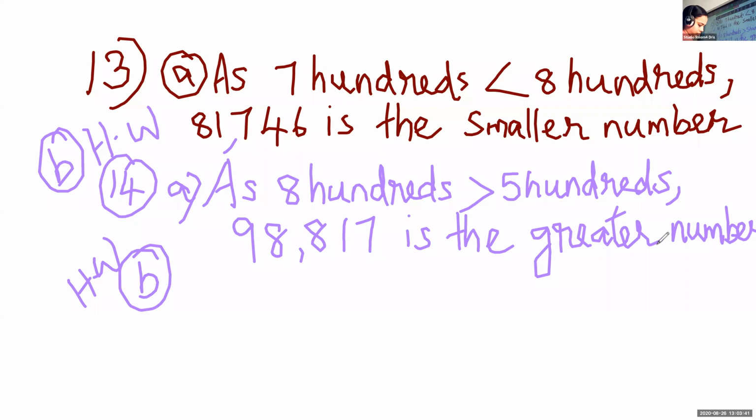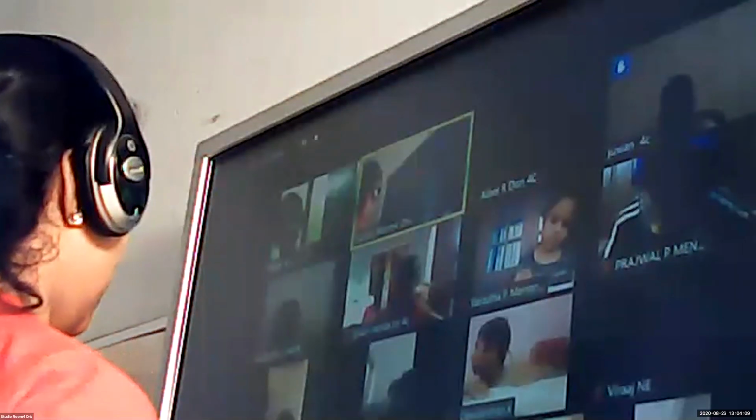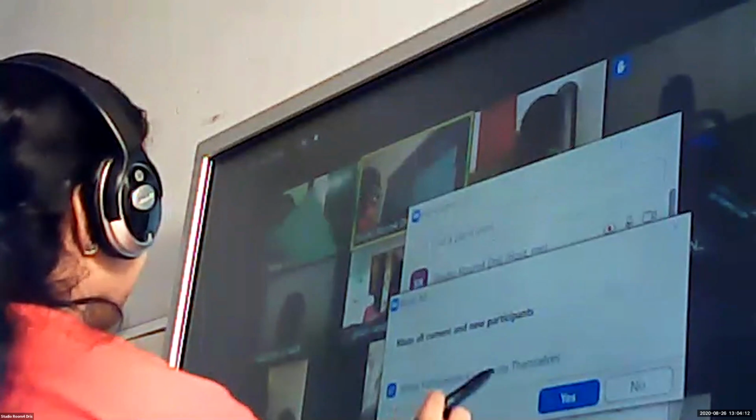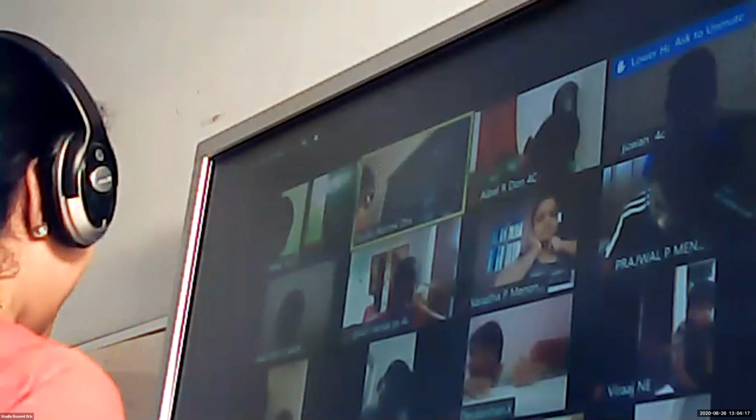Compare the numbers in the given pairs. Find the smallest and greatest number. Children, look here. Question number 13, we have to write only the smaller number. Question number 14, you have to write only the greater number. But question number 15, you have to write both the smaller and greater number. Understood? Same like this, we have to compare and write both. I will do question 15a, then you can do B, C, and D alone.